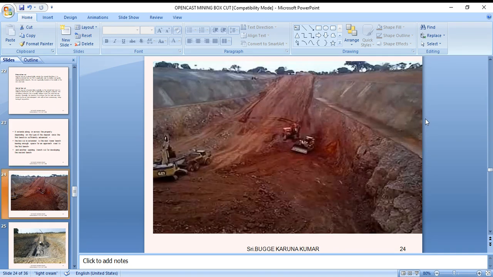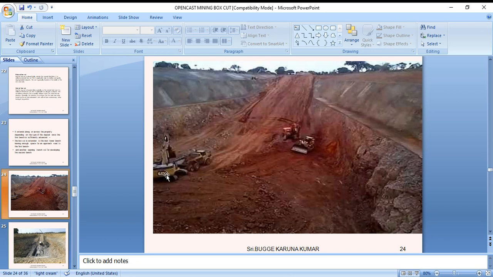This is showing one simple box cut image of a real working environment. You observe what activities are going on. So this is the topmost surface of the ramp. The ramp is maintained in such a way that a smooth ramp is maintained here.